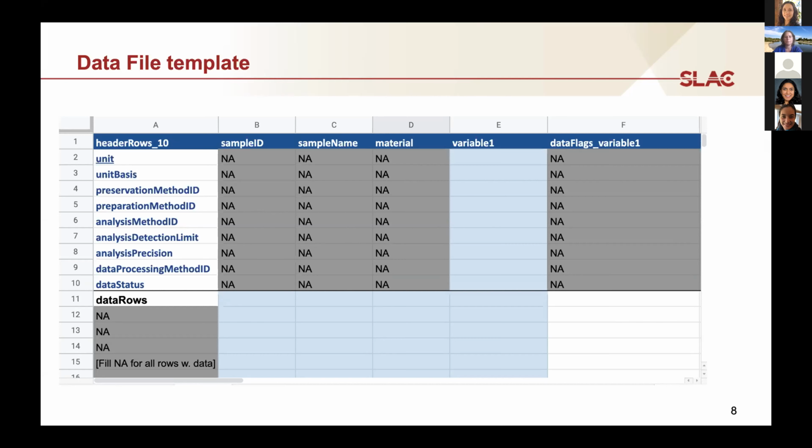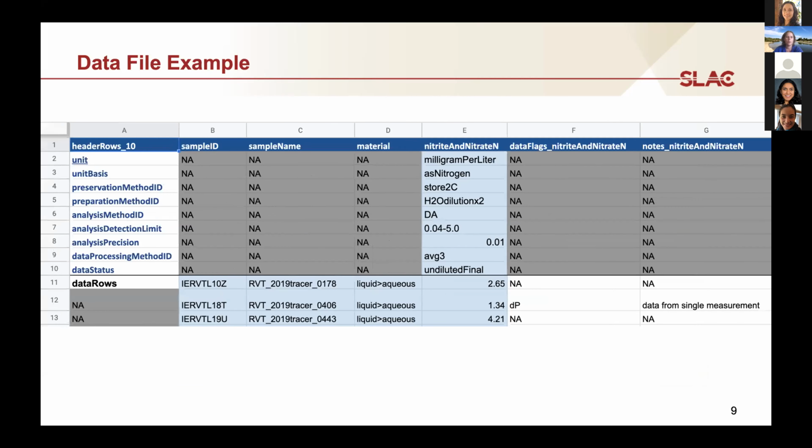QA/QC has been done. So this is now an example of what this might look like for nitrite and nitrogen measurements. So there is a unit, which is milligram per liter, and then the unit basis is as nitrogen, not as nitrate or as nitrite, which it could be, but you have to specify that. And then there is some information here about how the sample has been stored, how it's been treated or prepared before the analysis.